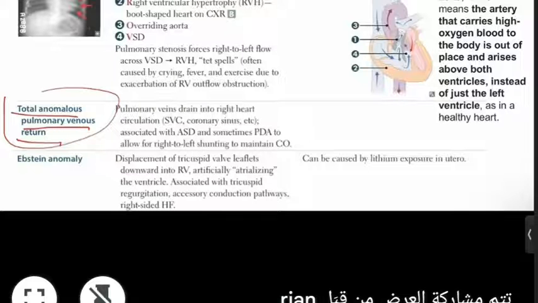Which is drained to the right heart. The pulmonary veins, you know the pulmonary veins that carry the oxygenated blood. Previously we said that veins are the blood vessels that go to the heart. Each blood vessel that goes to the heart is a vein. Each blood vessel that goes out of the heart, like the aorta, is an artery.